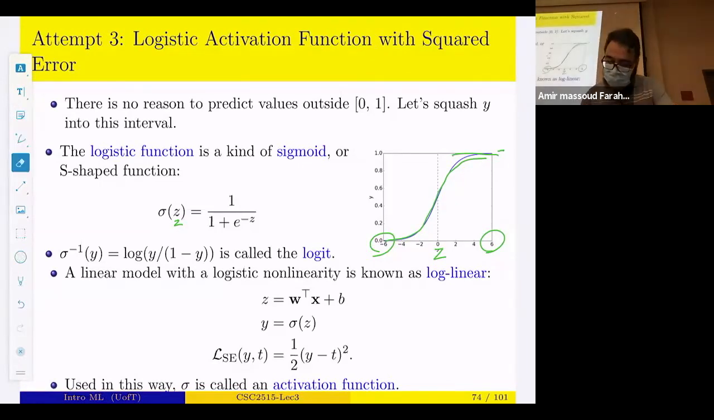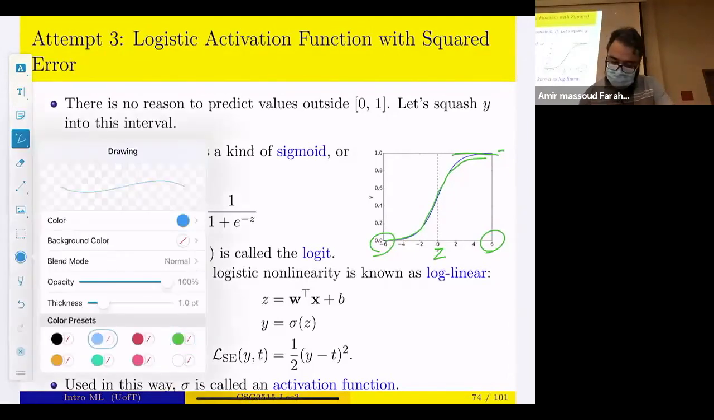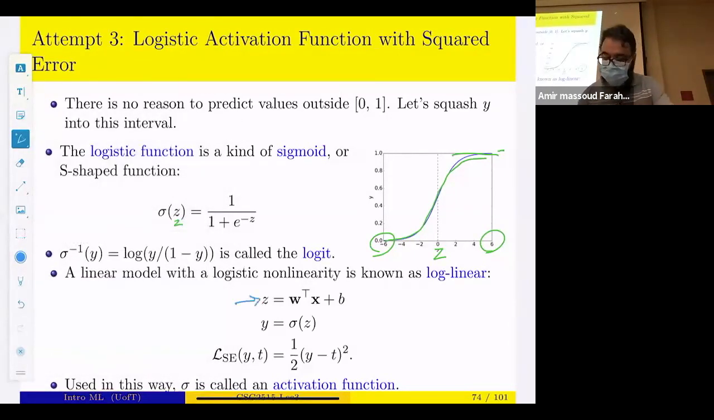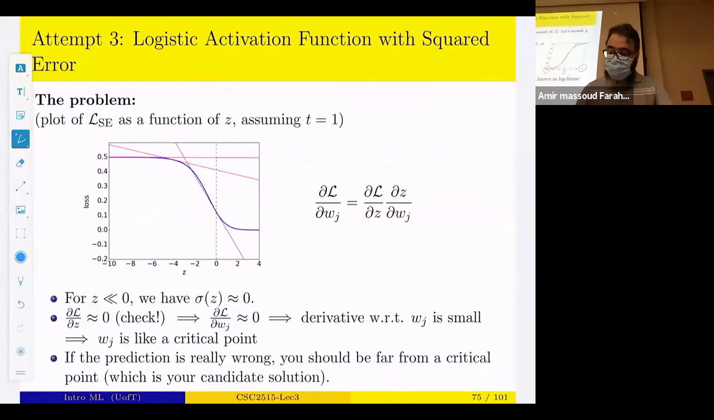So let's use this function to make sure our values stay between 0 and 1. So how does it work? Again, we compute z as before, but then pass it through this logistic function to get y, and then again use the same squared error loss function as our loss function. Okay, so the problem with this is that again we lose some gradient information. So let's see how it works.